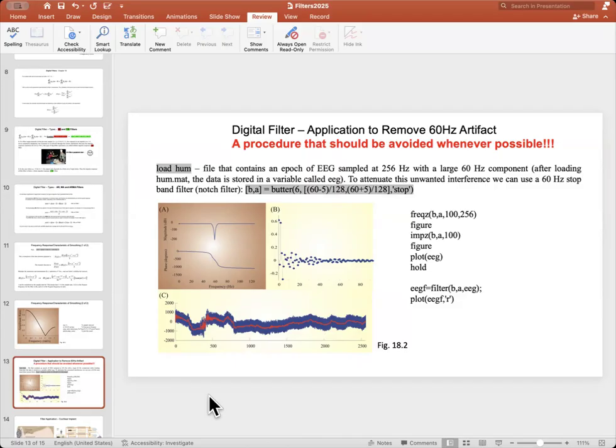So in both cases, you will know the filter completely, whether you know the B and A coefficients, or the impulse response, or the frequency response, or the transfer function.